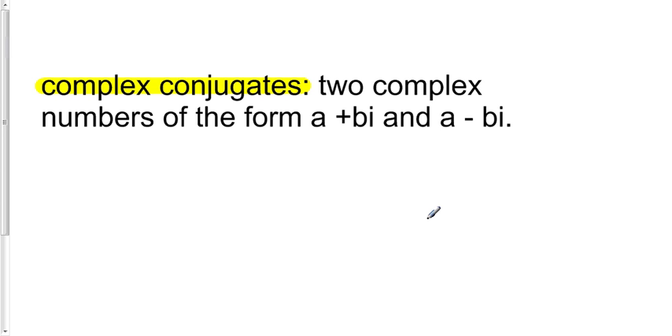Okay, last concept here. Complex conjugates. These are two complex numbers that are in the form a plus bi and a minus bi. So the first number is the same, the real number is the same, and then the imaginary parts are opposites. You're going to have a plus bi and a minus bi. There's something interesting that happens when you FOIL these. Let me just show you real quick here.